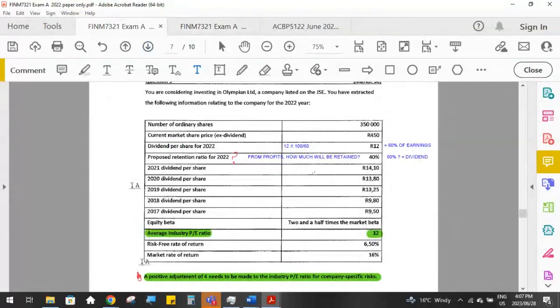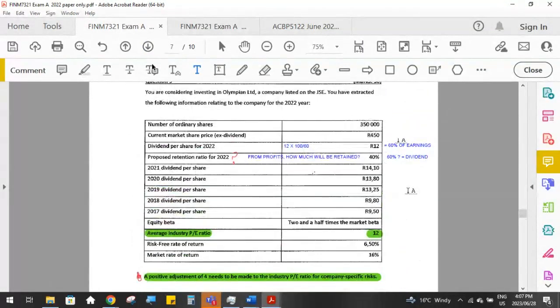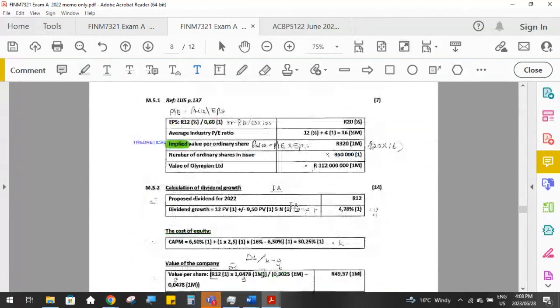Remember, they asked us to calculate the value of Olympian Limited. So I must take the value of one share and multiply that by the total number of shares in issue. So 320 times 350,000 shares, the value of Olympian Limited is 112 million.